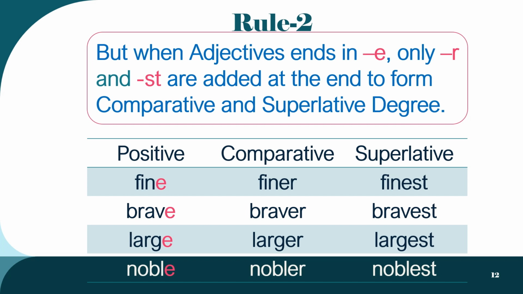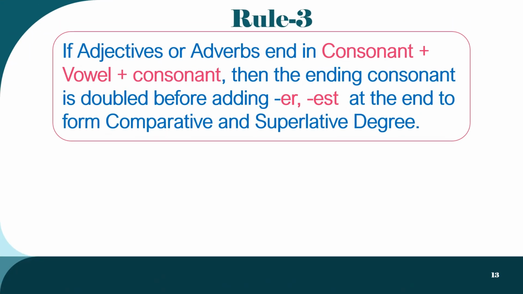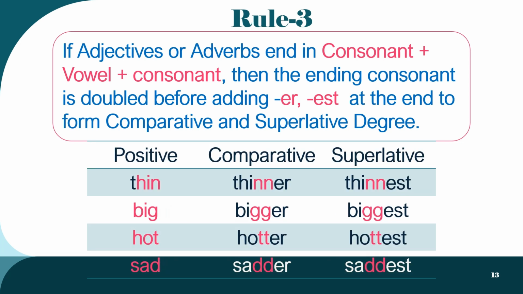Rule 3. If adjectives or adverbs end in consonant plus vowel plus consonant, then the ending consonant is doubled before adding er and est at the end to form comparative and superlative degree. Examples are thin, thinner, thinnest; big, bigger, biggest; hot, hotter, hottest; sad, sadder, saddest.